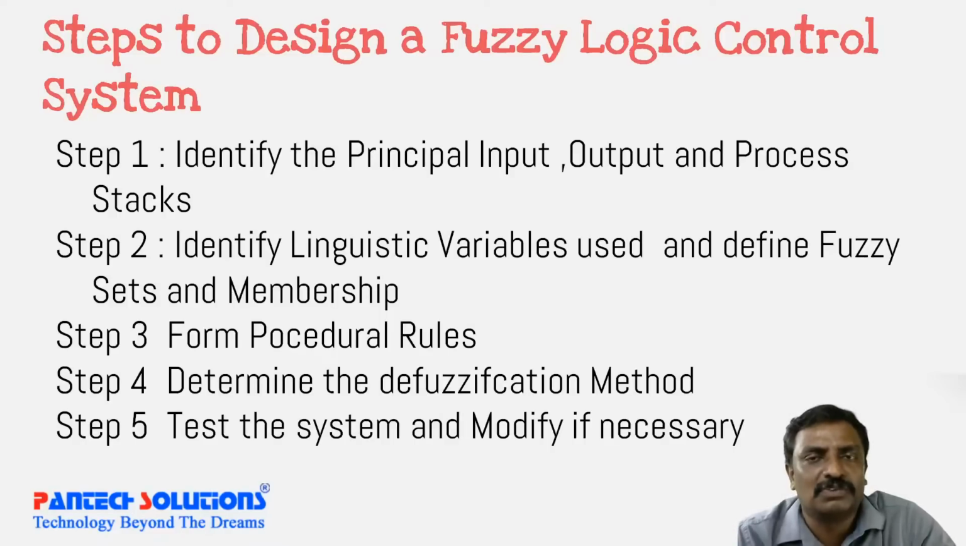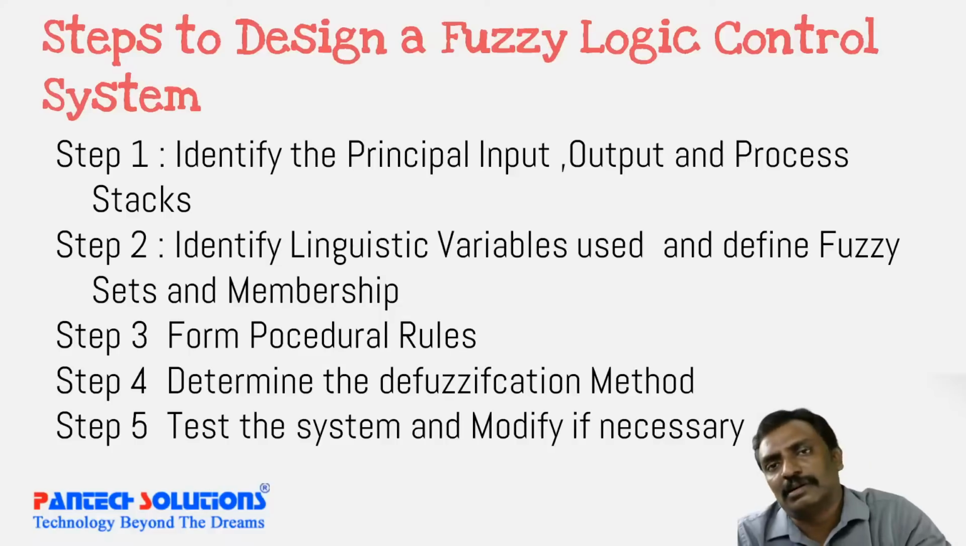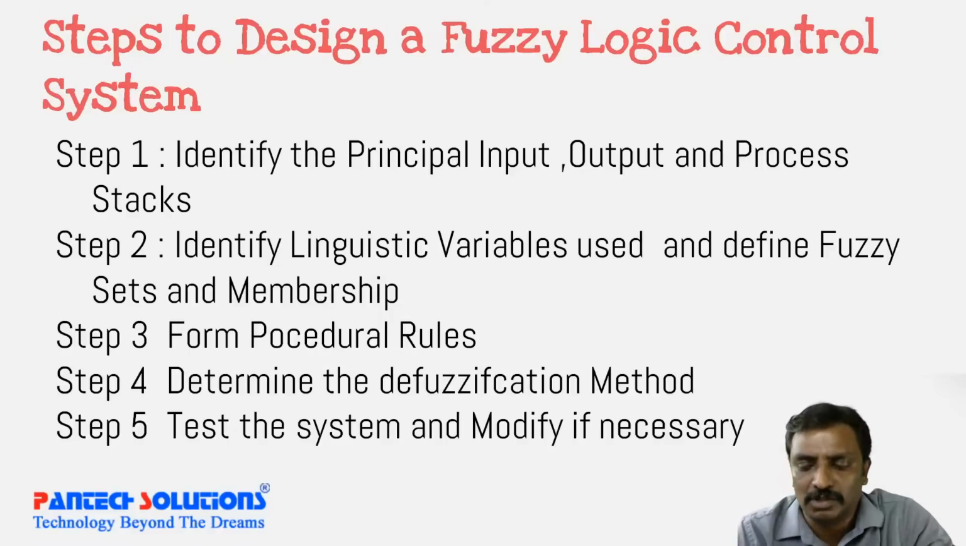Once you set the membership function, then you have to form the rules. Once you form the rules, then you have to determine the defuzzification method, whether it is centroid, maximum or minimum. Then you can go for testing the system and modify the system.